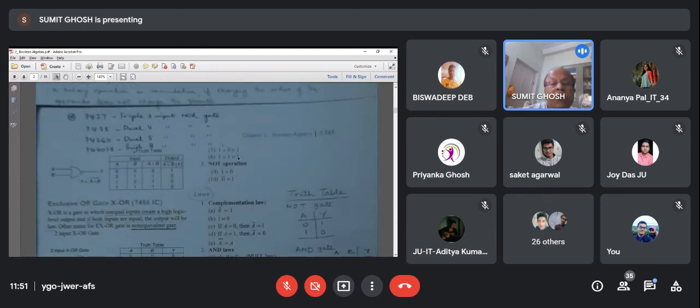1 plus 0 is 0, 1 plus 1 is 1. The NOT operation is very easy. 1 complement is 0, 0 complement is 1.